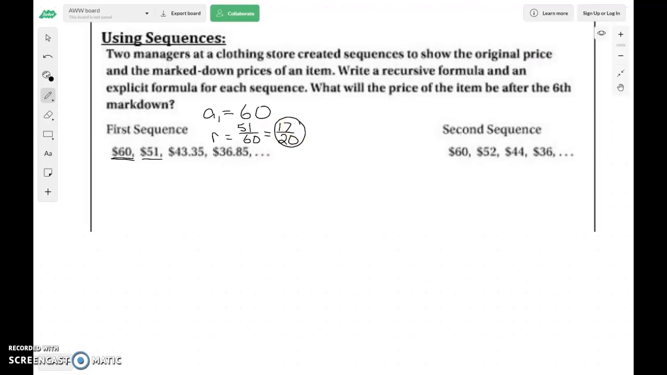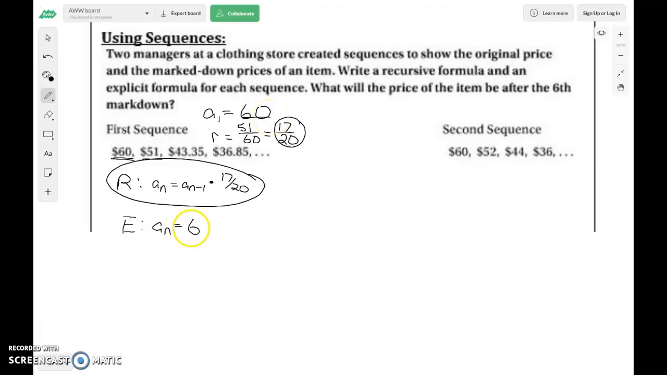You can change it to a decimal if you want to, but I'm going to strictly use fractions for my ratios here. So to write the recursive, I'm going to abbreviate using an R. The recursive formula is going to be a sub n equals a sub n minus 1 times the common ratio, which is going to be 17 over 20. So when I have a fraction, I'm just going to write it as a fraction when I substitute in the R value. For the explicit formula, I'm going to have a sub n is equal to the first term. So the first term here is going to be 60. And then that's going to be times, I can put parentheses around it if I want to, the common ratio, which is going to be 17 over 20. And then I'm going to raise that to the n minus 1 power.